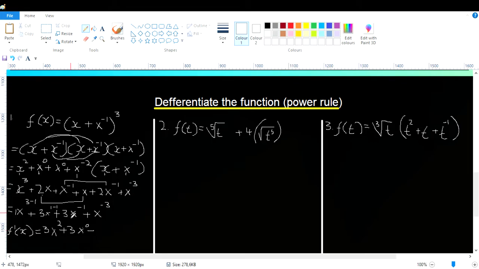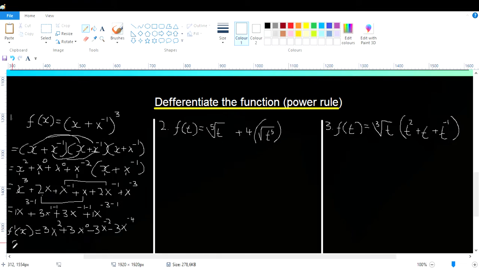Then here is 3 multiplied by minus 1, which is equal to 3. Minus 1. So therefore it is x to the power minus 2. Here we have coefficient 1, and it's 1 multiplied by minus 3, which is equal to minus 3. And minus 1. So we have x to the power minus 4.